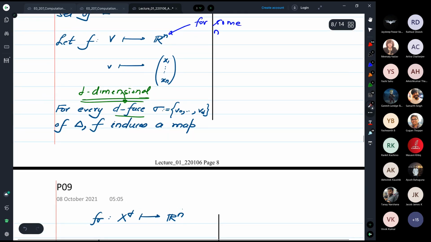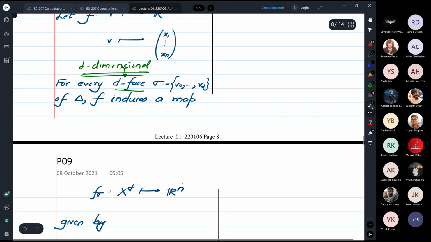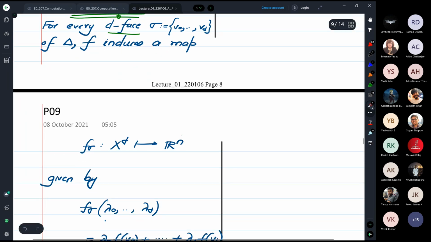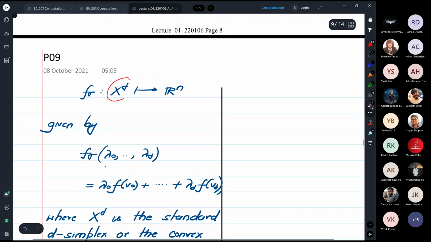So again, let me repeat. You first define a function f. For every d-face sigma, this function f over here induces another function. Induces means it sort of leads or helps in defining in a natural fashion another function f sigma. The domain of this function is Xd, which I will soon define, and the output of this function is Rn, right? So what do I mean by Xd?